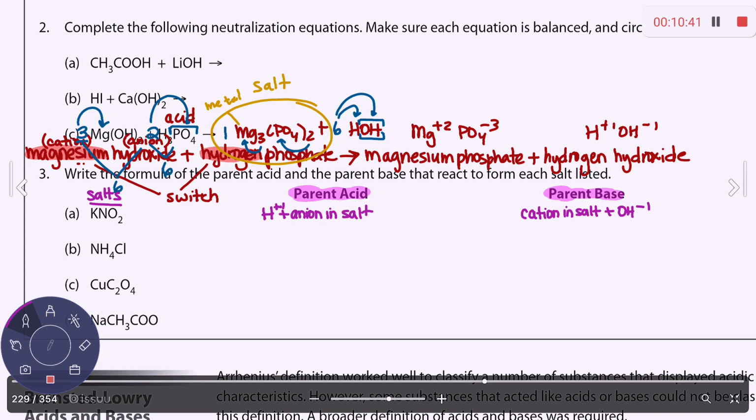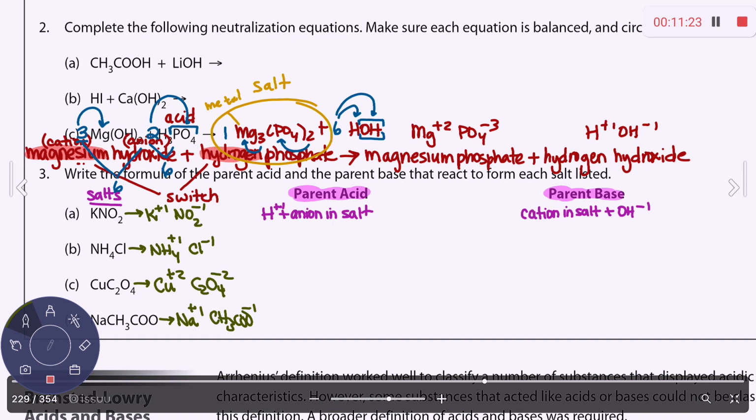So over here, if I break down my salt into its ions, I'm going to do this in a different color. This is going to form a potassium ion and a nitrite ion. This is the ammonium ion and a chloride. This is, I believe, copper 2. And then on your periodic table, does it say on the bottom left, C2O4 negative 2? Is that oxalate? Yeah, okay. I just use it really infrequently. And then down here, this is the sodium ion, and then we've got the acetate ion.